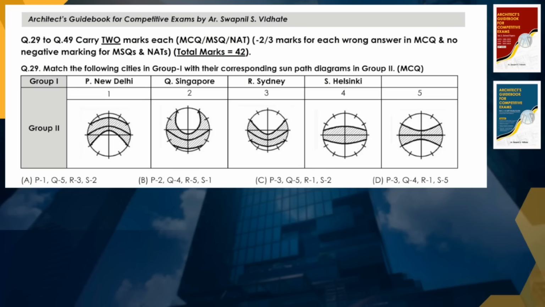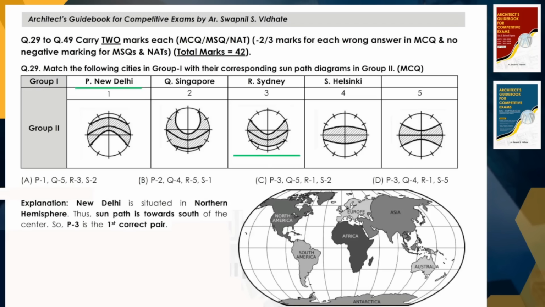So question 29 was match the following cities in group 1 with their corresponding sun path diagrams in group 2. In group 1 they have mentioned New Delhi, Singapore, Sydney and Helsinki at P, Q, R and S respectively. In group 2 at 1, 2, 3, 4, 5 they have mentioned the sun path diagrams. Now we need to find out which is the correct option for this match the pair question.